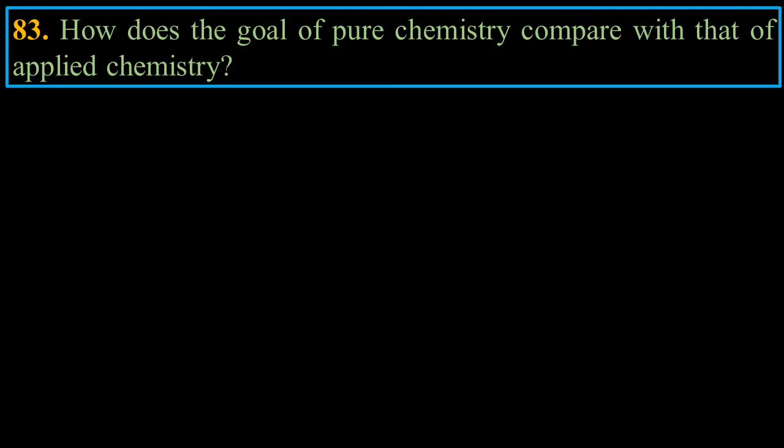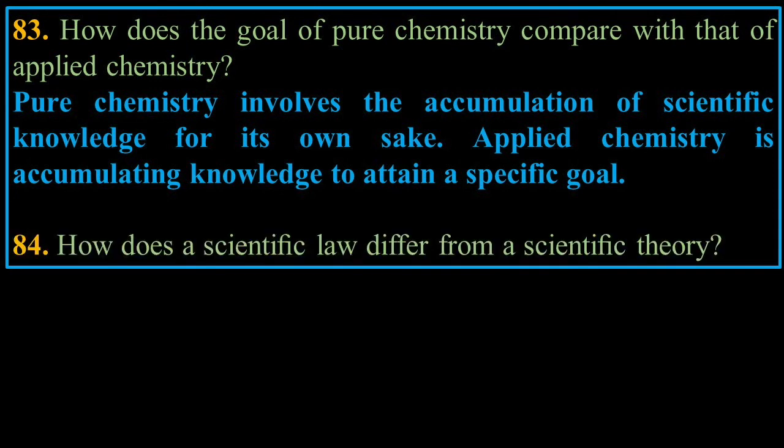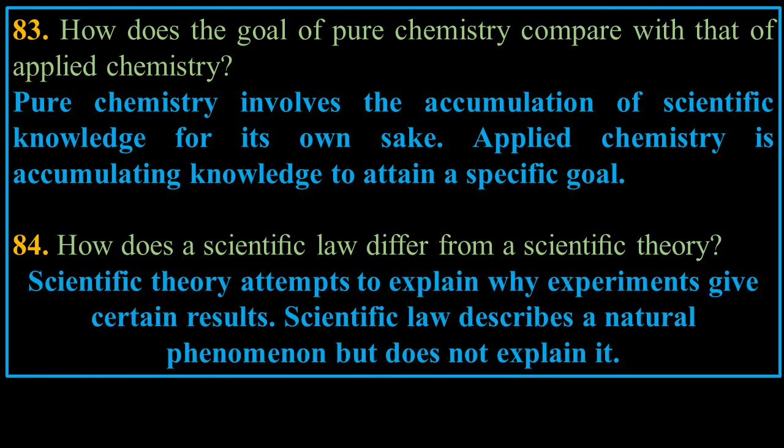How does the goal of pure chemistry compare with that of applied chemistry? Pure and applied chemistry, IUPAC, International Union of Pure and Applied Chemistry. Pure chemistry involves the accumulation of scientific knowledge for its own sake. Applied chemistry is accumulating knowledge to attain a specific goal. How does a scientific law differ from a scientific theory? Scientific theory attempts to explain why experiments give certain results. Scientific law describes a natural phenomena, but does not explain it.